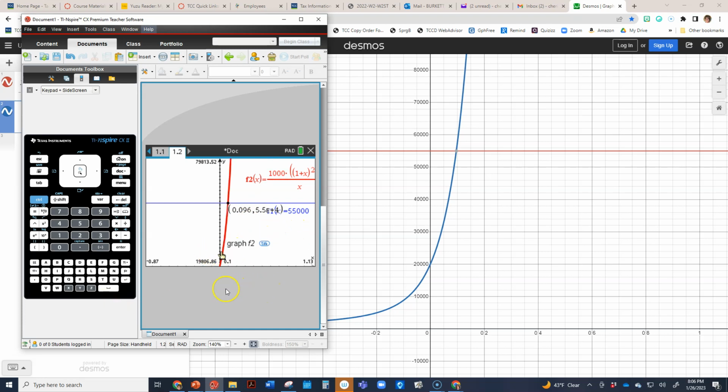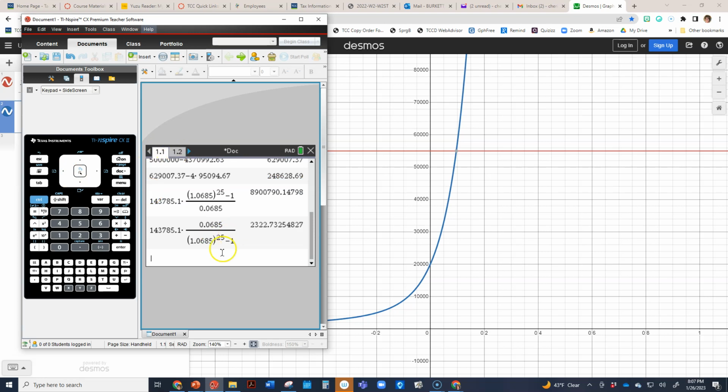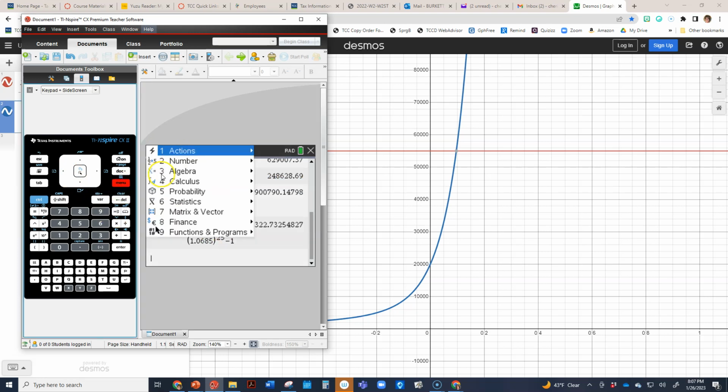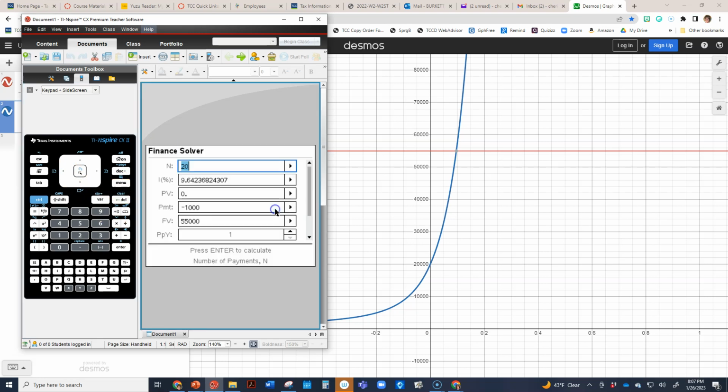So that's how you're going to find interest. Again, I would strongly suggest that you just use the finance solver and do it that way. That would be my suggestion.